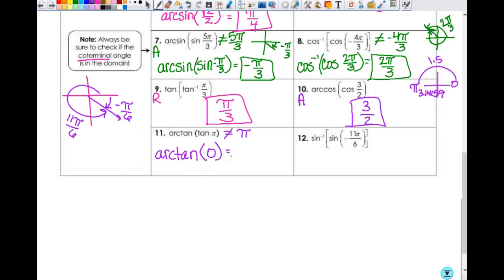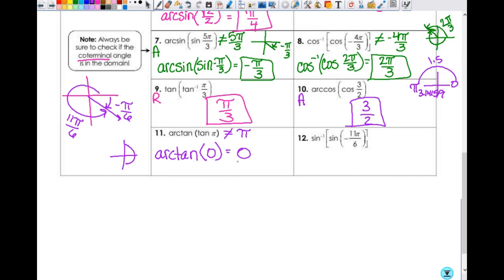So what angle that lives between negative pi halves and pi halves gives me a tangent value of 0? What angle gives me a tangent value of 0 that has to live here? 0. The zeros get confusing because they could be angles or ratios, and sometimes you get your mind a little messed up there. Okay, so now let's look at this one.